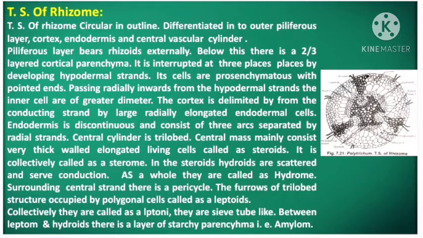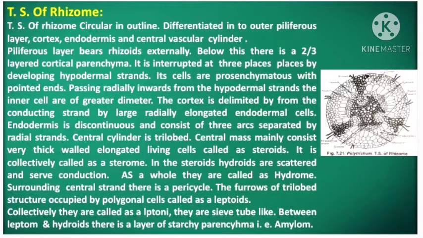Surrounding the central strand, there is a pericycle. The furrows of the trilobed structure are occupied by polygonal cells called leptoids, collectively called the leptome. They are sieve-tube-like. Between the leptome and hydroids, there is a layer of starchy parenchyma called the amylum.